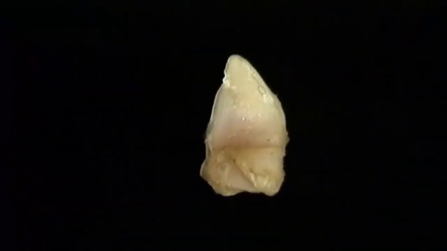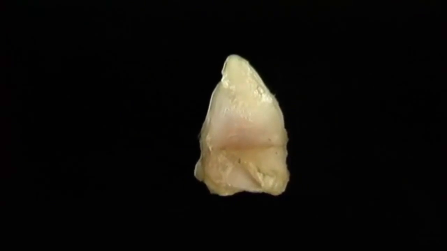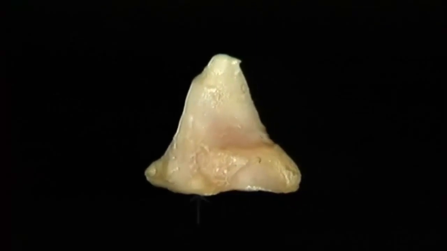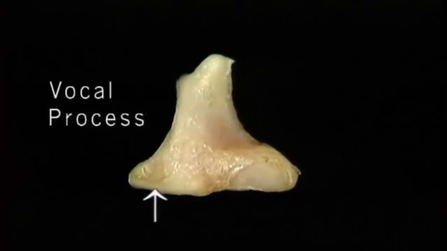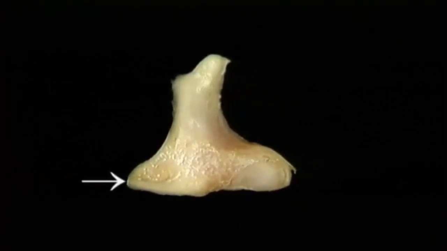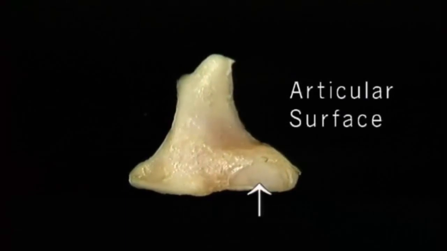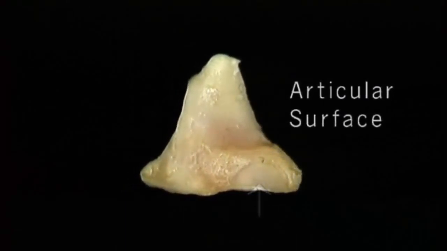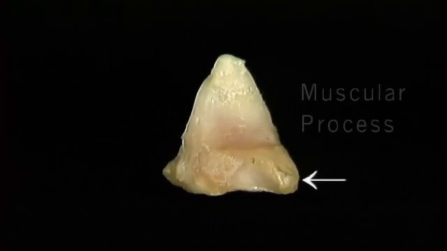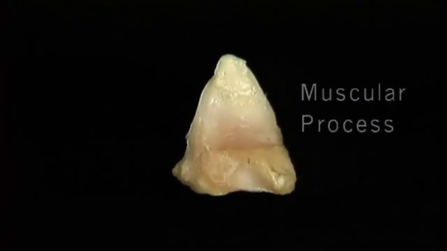Here's the right arytenoid cartilage, seen from behind. This tall upward projection is the colliculus. This pointed forward projection is the vocal process. The vocal ligament is attached here. On the underside, this inward-facing articular surface articulates with the cricoid cartilage. Next to the articular surface, this projection on the lateral aspect is the muscular process.